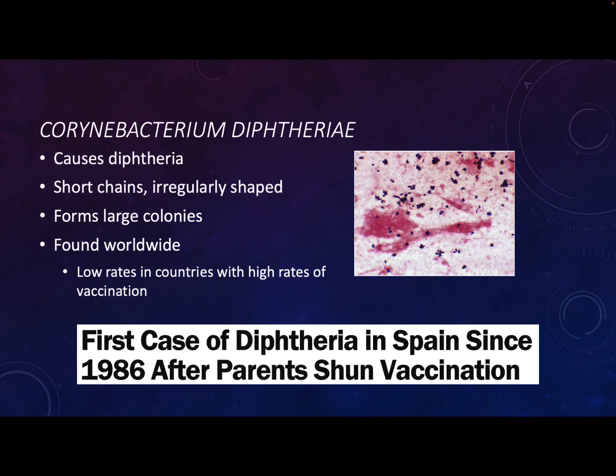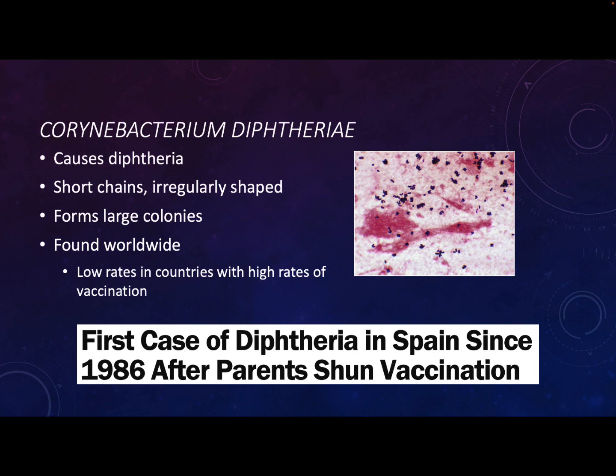On a plate, they should form rather large colonies. And this is a bacterium that is found worldwide, but we tend to see relatively low rates in countries that have high rates of vaccination. So the diphtheria vaccine is readily available. It's the D of Tdap or DTaP. But we'll talk about in just a minute why people would still carry the bacterium even if you are vaccinated and you wouldn't have any symptoms of disease.